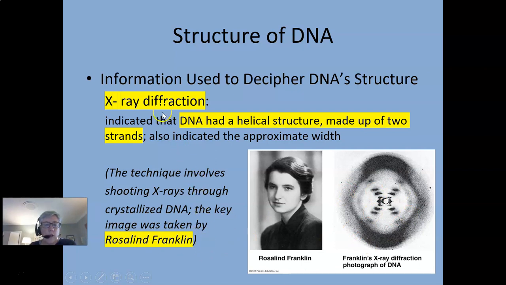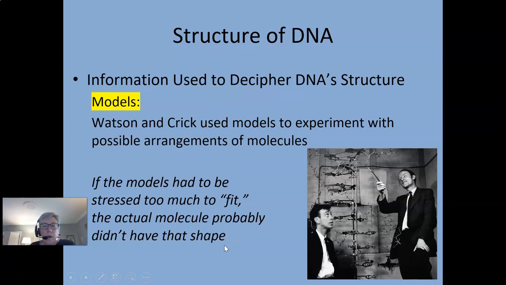So X-ray diffraction was a super good tool. You shoot X-rays through a crystallized piece of protein or nucleic acid, and it puts an image on a piece of X-ray paper, and you can sort of get the shape. And then they used a lot of models. They had to make lots of different models to try to find one that would accommodate their data, right? You can't change your data to fit your model, but you can adjust your model to fit your data.